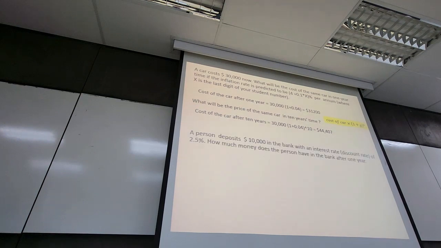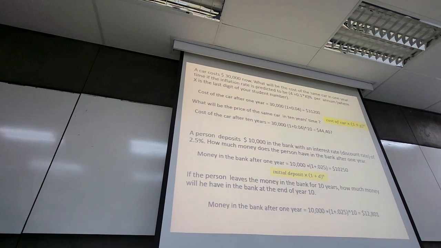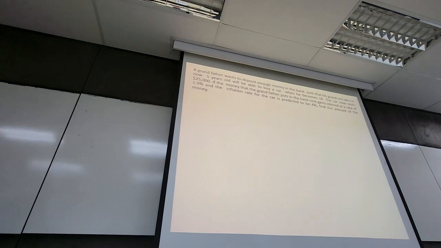Another example: a person deposits $10,000 in the bank, and the bank pays an interest rate of 2.5%. How much money does the person have in the bank after 1 year? Simple. If a person leaves the money in the bank for 10 years, simple. Okay? It's just maths. Logically, I think everyone is clear with the logic. You put the money in the bank, it pays you interest. I can see a lot of you are tired, but I'm hoping you're following it. The same logic goes in this example. No need to calculate, just quickly go through it.